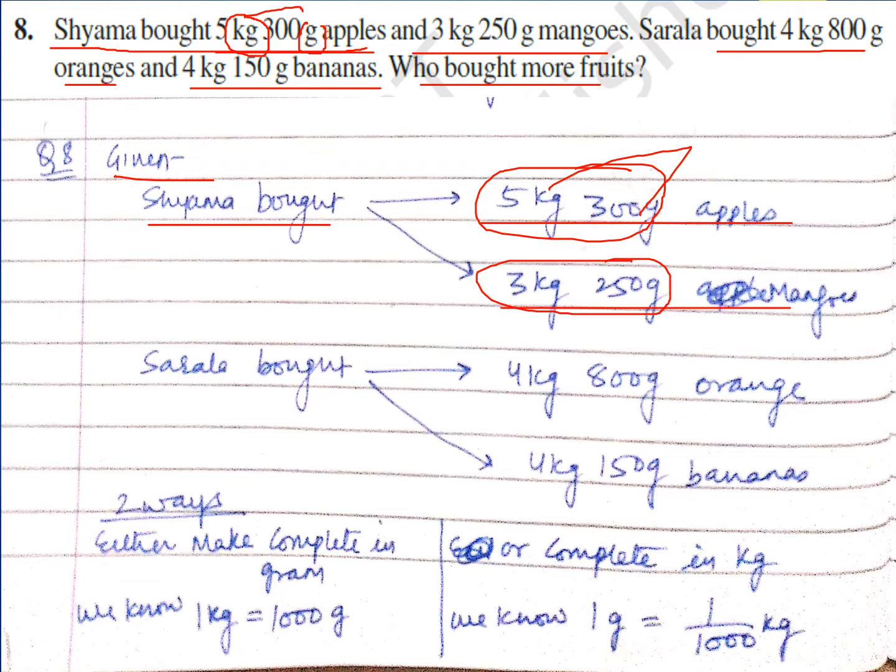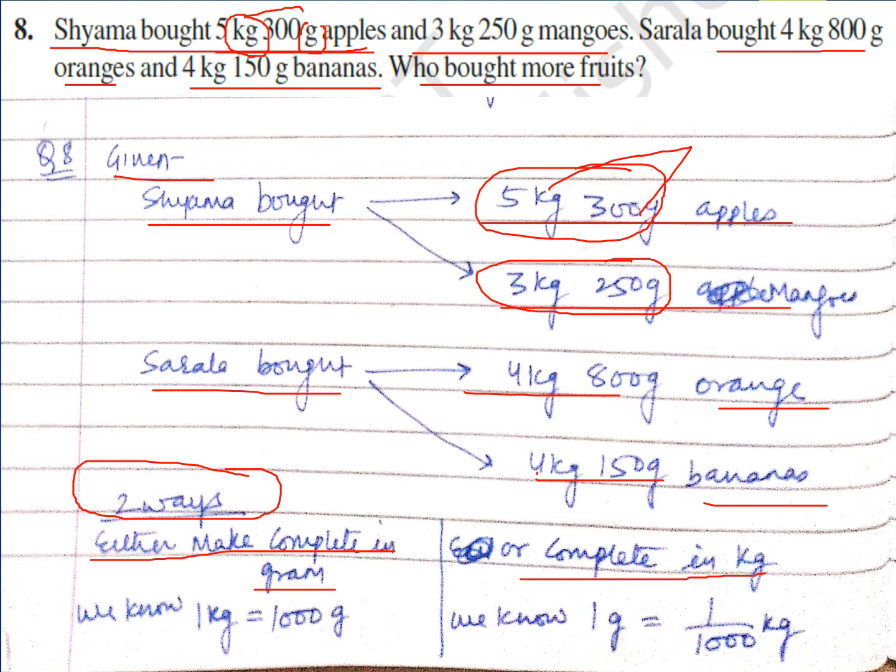Now, Sarla, the second lady, she bought oranges and bananas, this much. So let's see how to solve this question. There are two ways. Either make the complete unit in grams, that means the kg part will become grams, or make it complete in kg, that is the gram part will become kg. Now we will understand the technical things inside this and then understand which way should be preferred.